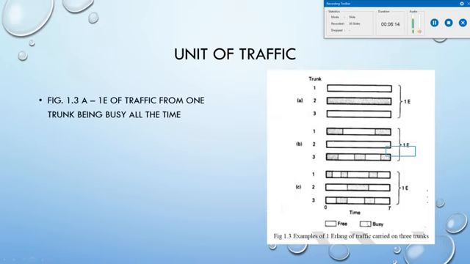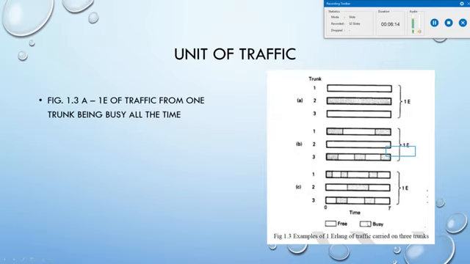Then before going further, if you just look at figure 1.3, we can see how one Erlang of traffic is obtained by three trunks. If you look at the first one, only one trunk is busy for the entire duration of the time. So this itself gives me a traffic of one Erlang.